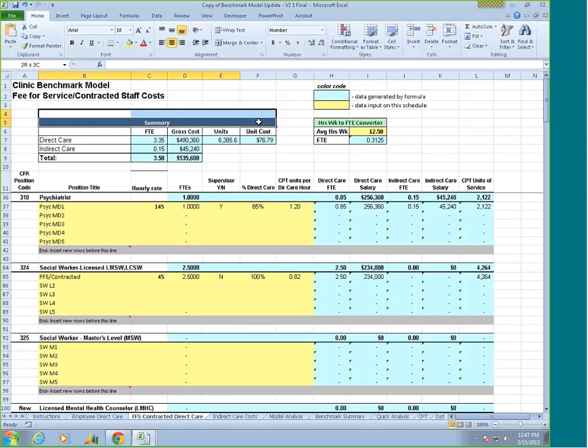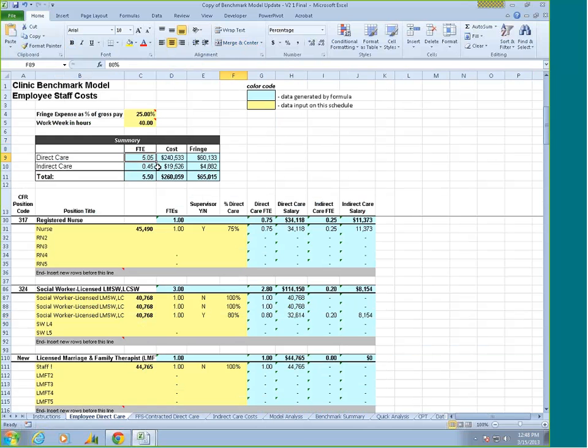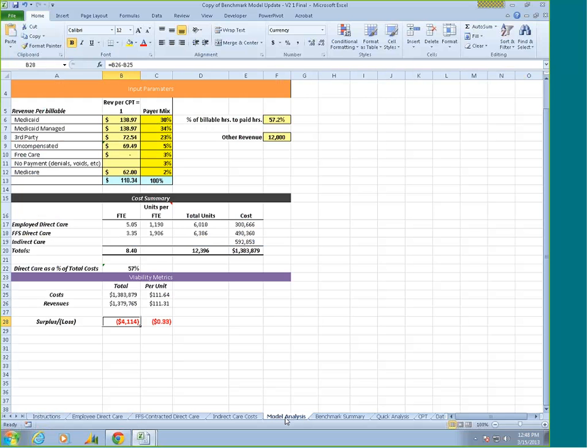One last thing that I did want to show you: we do a summary on each of the tabs. This is related to this page. You'll see in this tab we have 3.5 direct care, 0.15 indirect care. You'll see where the costs are, and you'll also see what units are generated and what your unit cost is for your contracted staff. The same thing will happen for your employee direct care. You get the portion of the direct, the indirect, the total staff. You'll see your cost and your fringe benefits. We don't do a unit cost here; you'll see your unit cost over in your model analysis.